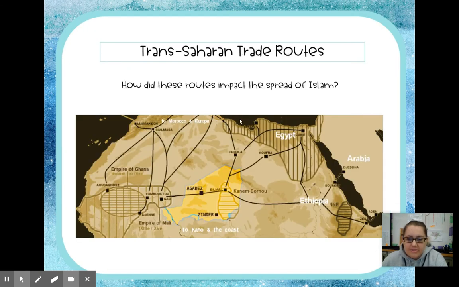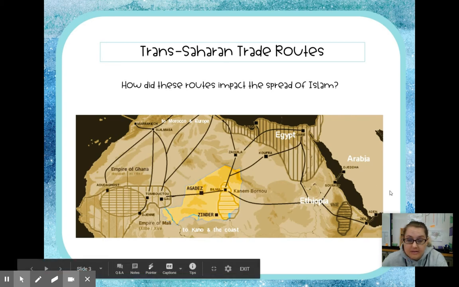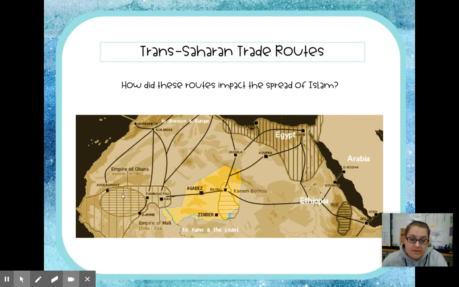Trans-Saharan trade routes. So take a look at this map. We studied the trade routes on the Arabian Peninsula. So now let's look at the trade routes in Africa. A couple of things I want to point out is that there were three main ways to get from the Arabian Peninsula to Africa. You could go across the Red Sea into Ethiopia and then across. You could go down on Somalia, where that little rhino horn is that we talked about, and you can go up to Ethiopia and across, or you can go up through Egypt and then go down and across.